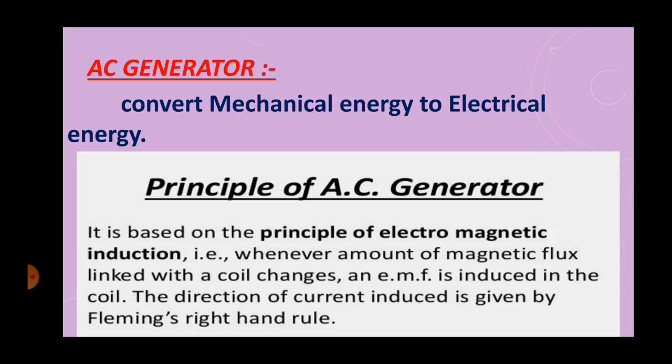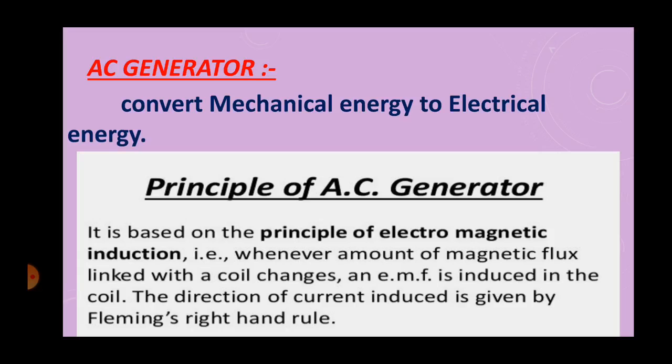Are you clear? Now see, electromagnetic induction means that whenever the amount of magnetic flux linked with a coil changes, an EMF is induced in the coil or in the circuit. The magnitude of the induced EMF is given by Faraday's law of electromagnetic induction. It is clear? And the direction of the induced EMF is given by Fleming's right hand rule.